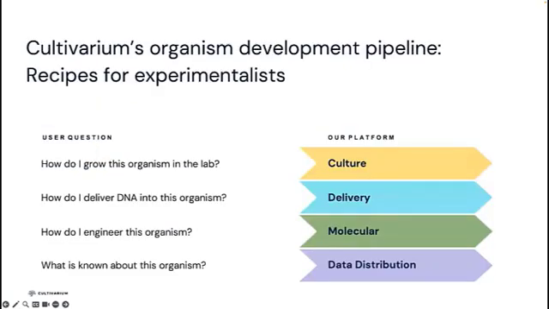And what do we do with the organisms? Cultivarium addresses the most common questions that we hear experimentalists need to know to be able to work with an organism in the lab. How do we grow this organism in the lab? How do we deliver DNA into this organism? How do we genetically engineer its genome? What else is known about this organism?